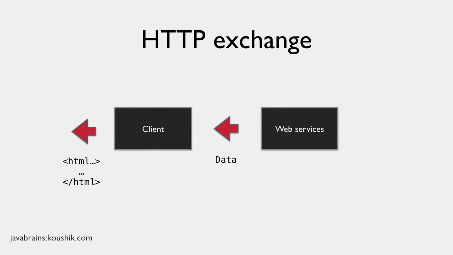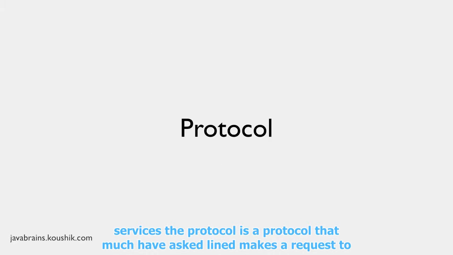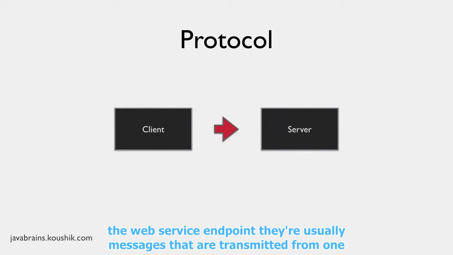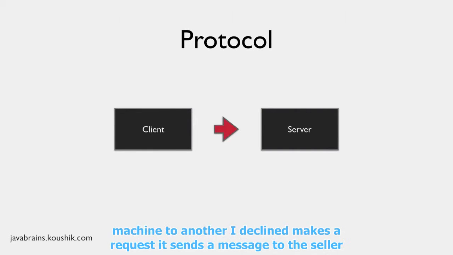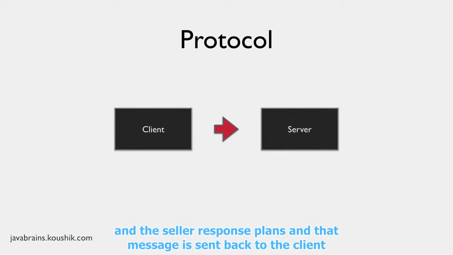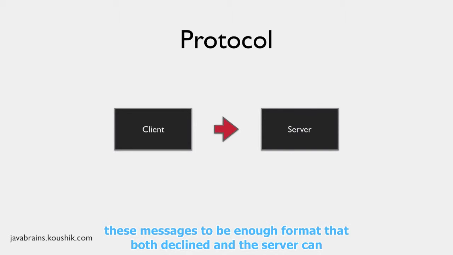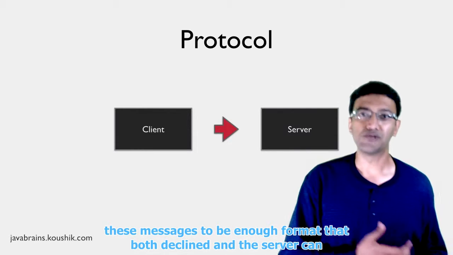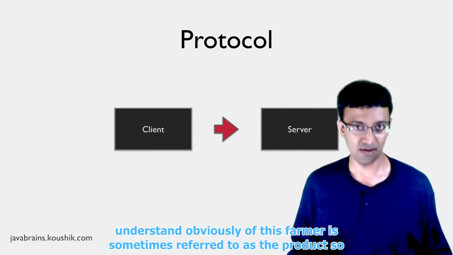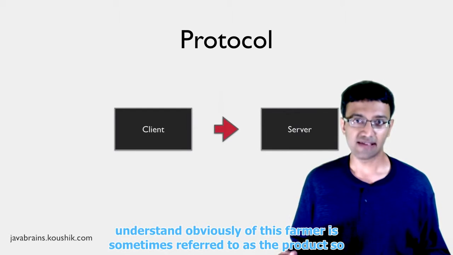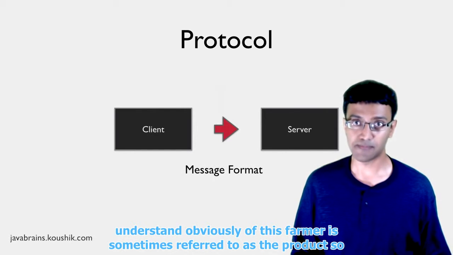The next characteristic of web services is the protocol used. Now, what is a protocol? When a web service client makes a request to the web service endpoint, there are usually messages that are transmitted from one machine to another, right? The client makes a request, it sends a message to the server, and the server makes a response, it returns a response, and that message is sent back to the client. So these messages need to be in a format that both the client and the server can understand, obviously. Now, this format is sometimes referred to as the protocol.